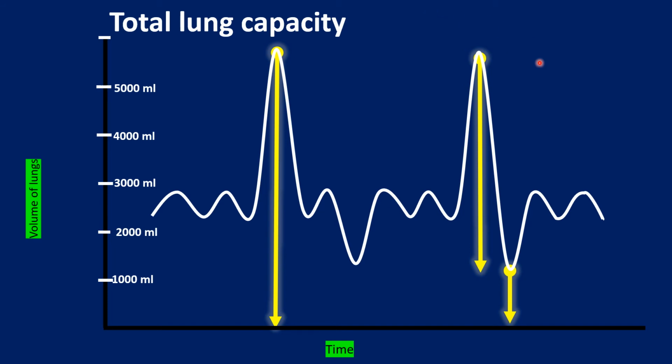So mathematically we can calculate total lung capacity as vital capacity plus residual volume, that equals 4600 milliliters vital capacity and 1200 milliliters residual volume. Okay, so 4600 vital capacity and 1200 milliliters residual volume, that equates to 5800 milliliters. So the total lung capacity is 5800 milliliters.